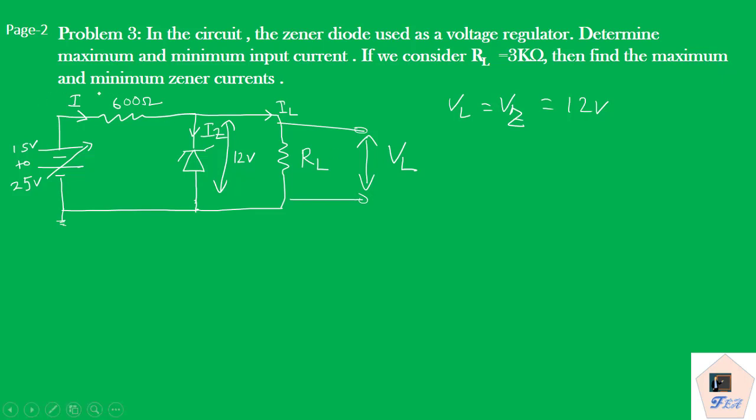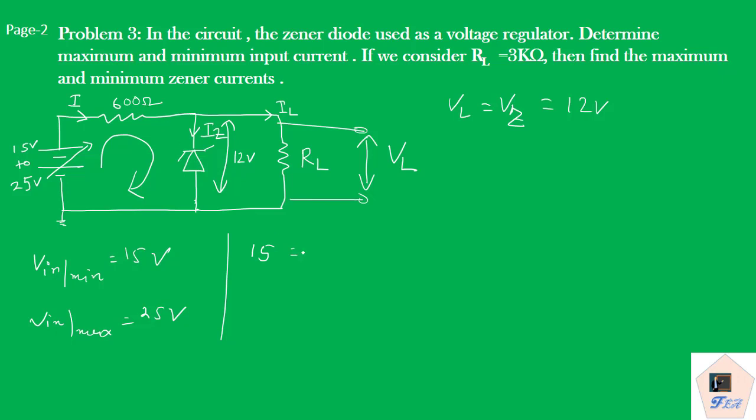Now to find the minimum and maximum value, we have to consider the minimum and maximum input voltage. So input voltage V in minimum is given as 15 volt and V in maximum is given as 25 volt. So if we apply KVL here, then we can write that for the minimum one, 15 volt is equal to I min into R, plus 12 volt, which is Zener voltage.